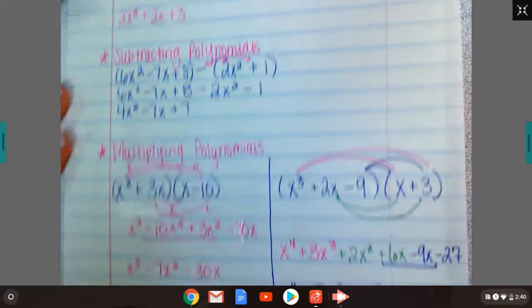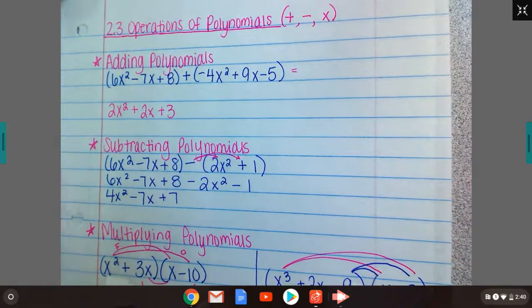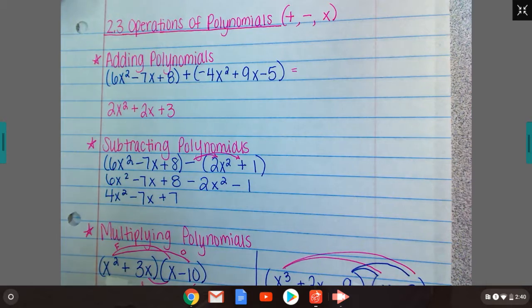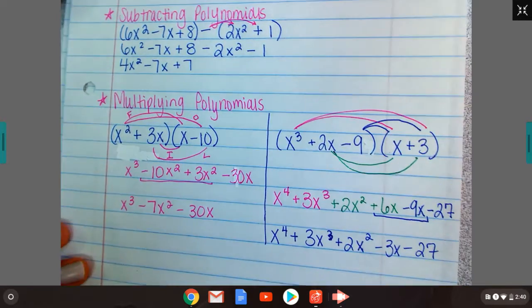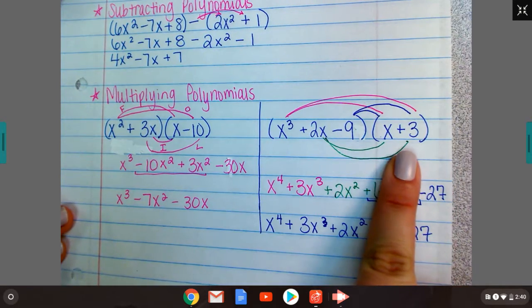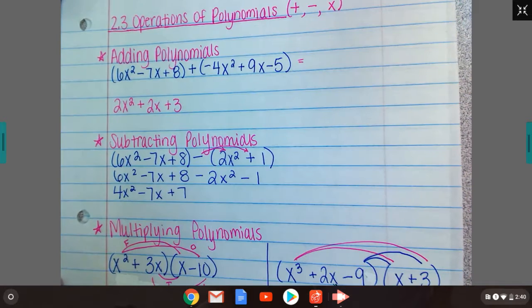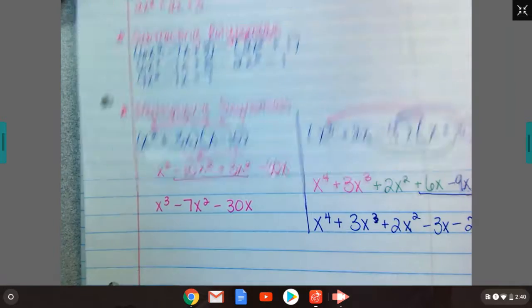So that's it for this section. You'll be hopefully able to go through and add, subtract, and multiply any polynomial. The trickier ones, again, are ones where you can't FOIL on the multiplying. I think add, subtract are pretty straightforward and you'll be good there.